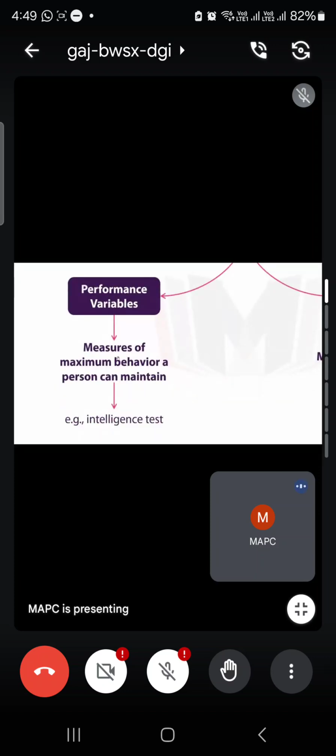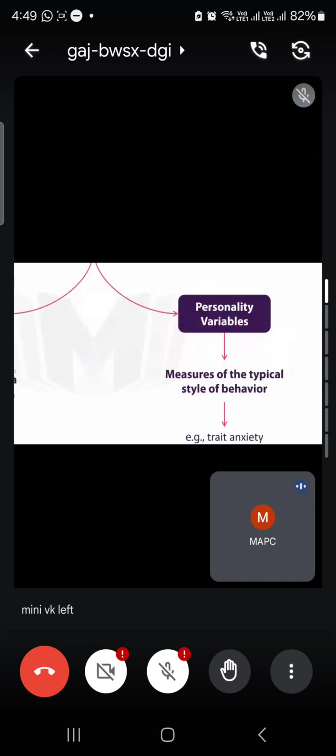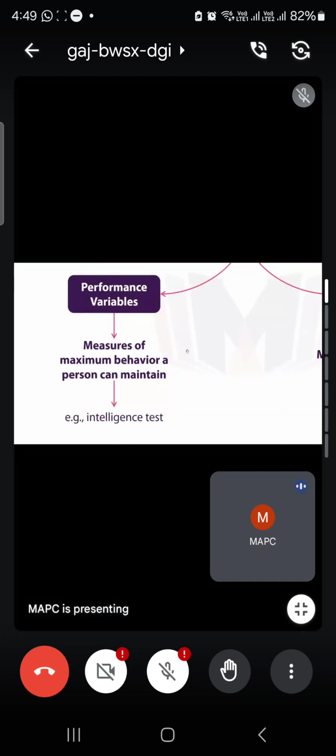The first is the performance variable, and the second one is the personality variable. What is a performance variable? A measure of the maximum behavior a person can maintain. For example, an intelligence test. An intelligence test is a measure of the maximum intelligence the person has, the capability of the person. That's what a performance variable is.